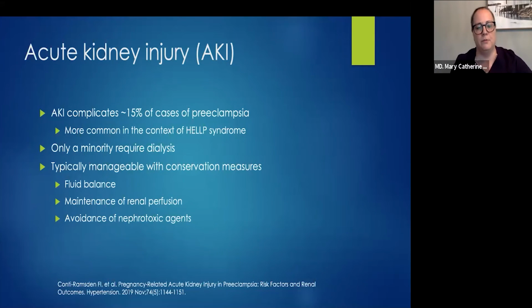And typically the management of acute kidney injury is with conservative measures like I mentioned, just managing fluid balance, making sure the patient's not either volume depleted or volume overloaded, and maintenance of good blood flow to the kidneys so that they can function maximally. And then avoidance of any medications that may worsen kidney function. Some of the more common examples of that would be nonsteroidal anti-inflammatory drugs, antibiotics like vancomycin, things like that.